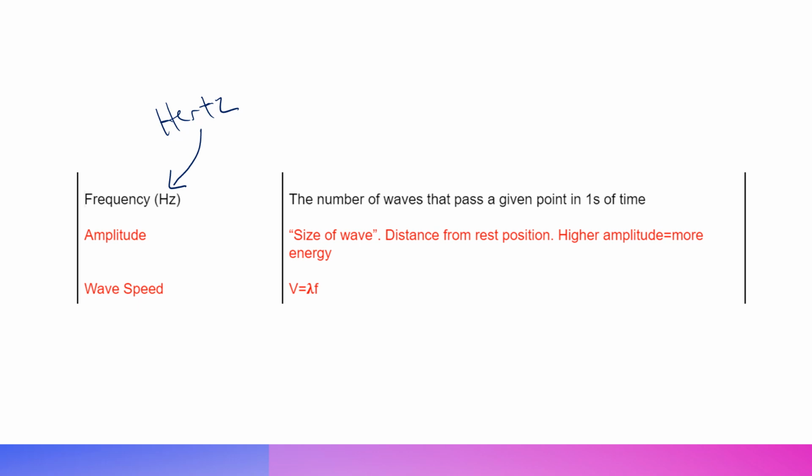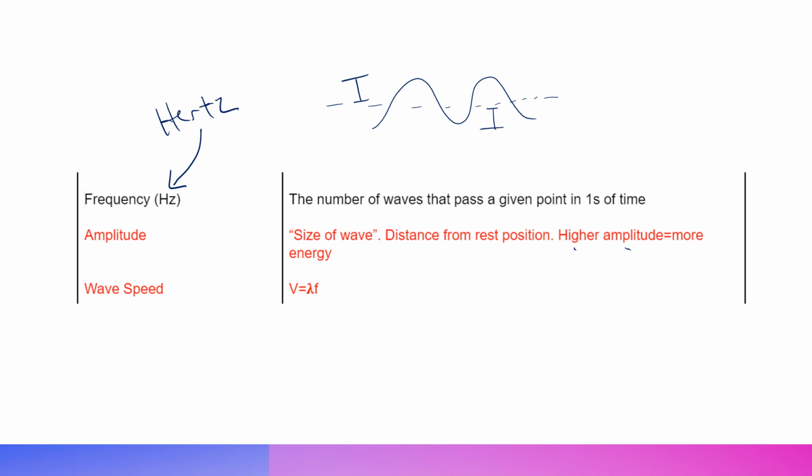We also want to define amplitude. So if this is my wave, amplitude is the distance from the center to the top or center to the bottom. Now, the amplitude can relate to how much energy a wave has. So I wrote higher amplitude equals more energy.